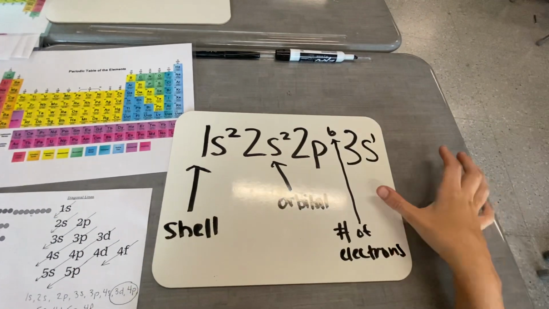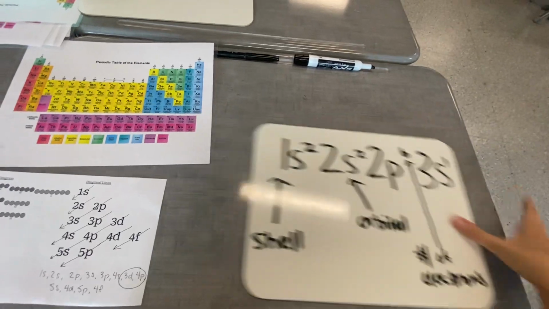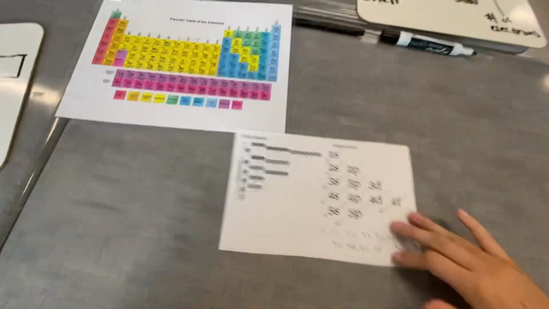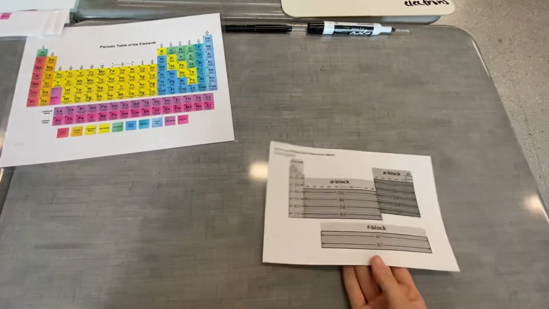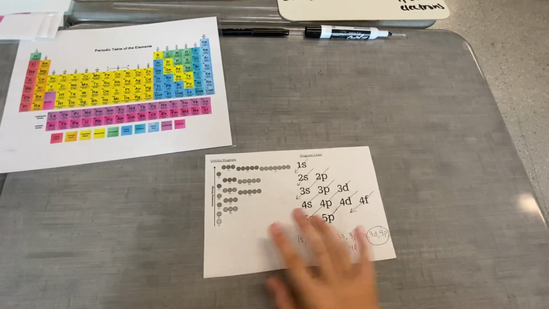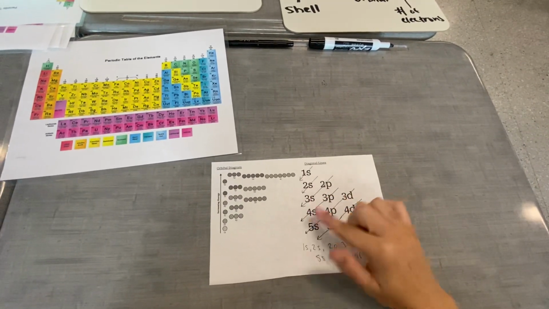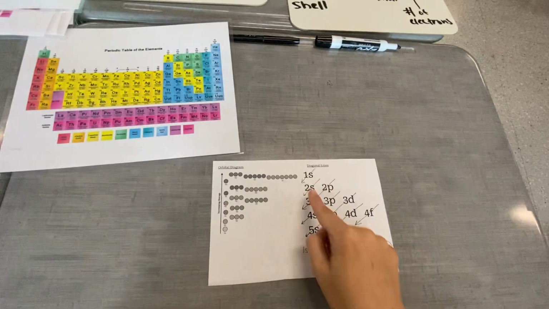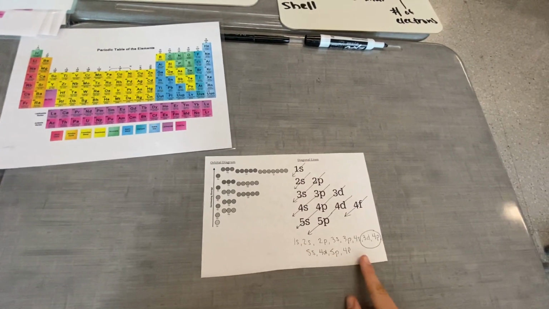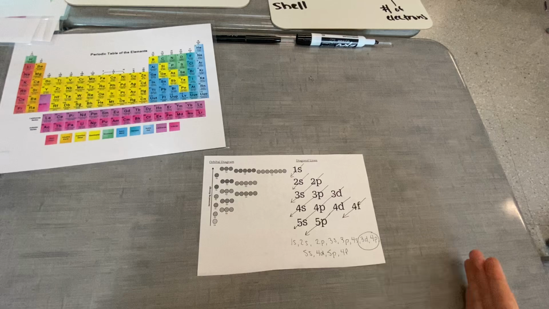We're going to go over the different tools we have to write our own electron configurations. First things first, you should have gotten a paper that looks like this, the little resource sheet. I've drawn these diagonal lines through these orbitals here, and then followed those diagonal lines to write my orbitals in order of increasing energy.